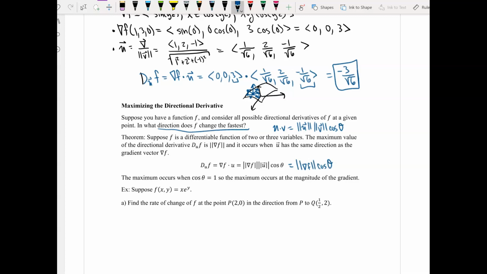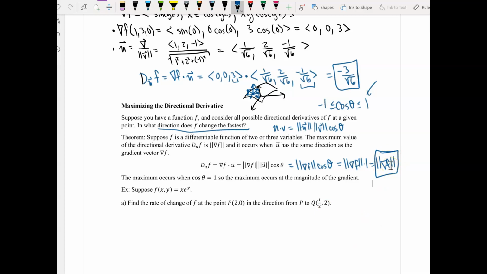Now, when is this maximized? If we think about what cosine is, cosine has a range of -1 to 1. So cosine will be maximized when it's equal to 1. When that happens, you have the magnitude of grad f times 1. So basically, this will be maximized at the magnitude of grad f.